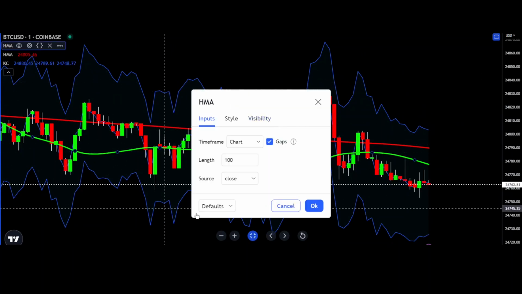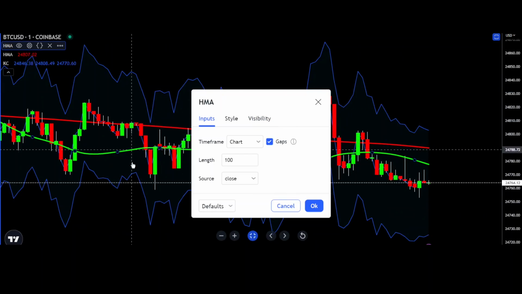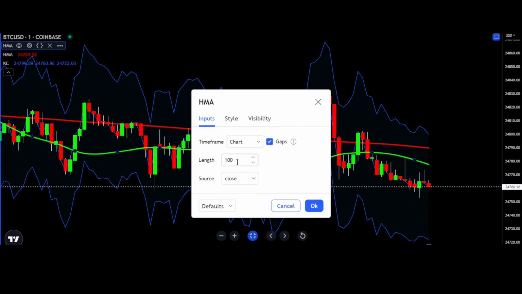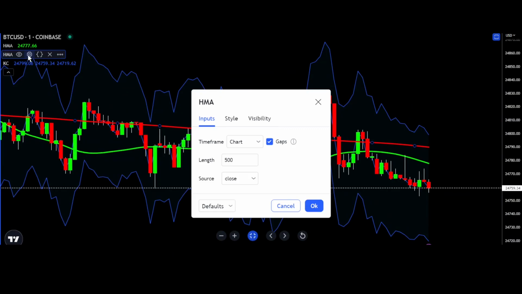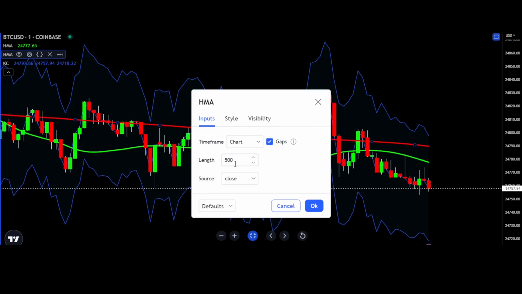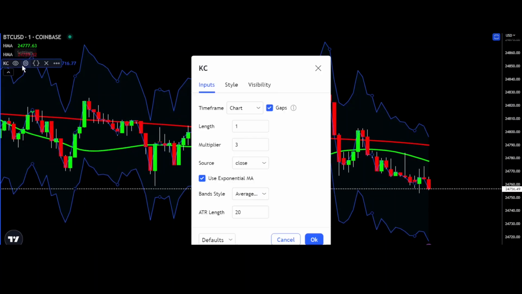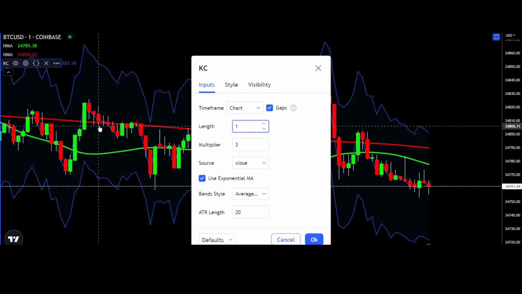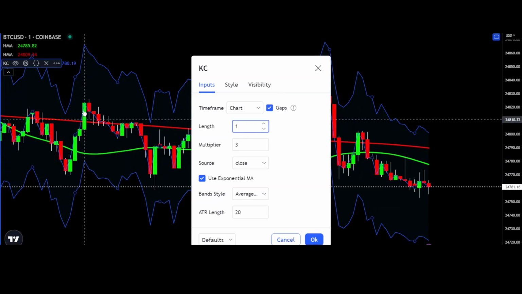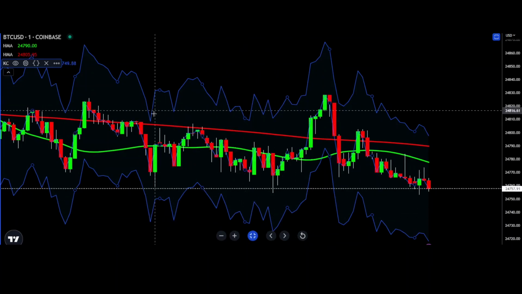So this one I'm going to start off with a long-term Hull moving average, and this one's going to be set at 100. And then we're going to do an even longer term Hull moving average. This one's set at 500. Then we're going to run some Keltner channels off a 1 length just to set that right to the bar. And then we're going to use a 3 multiple of 20 ATR to give you these average true range bands.